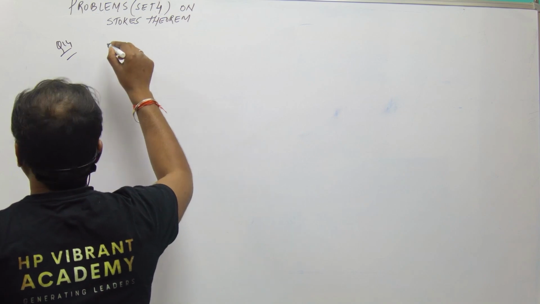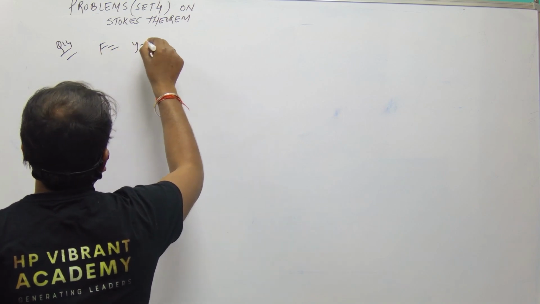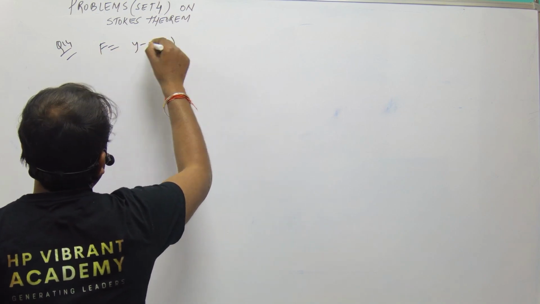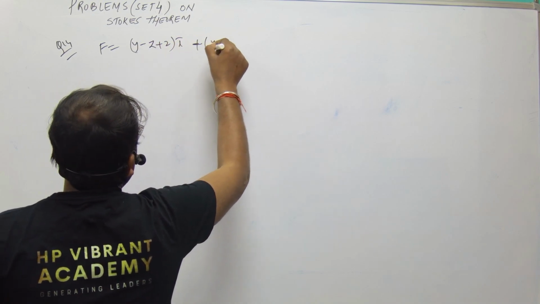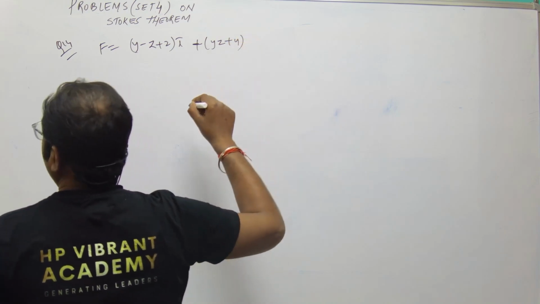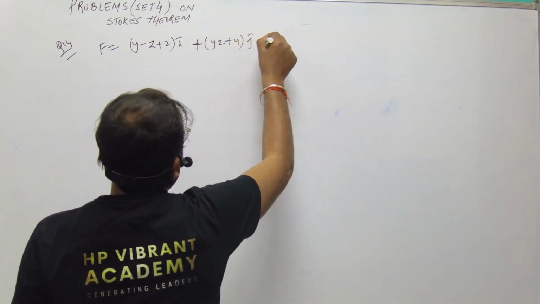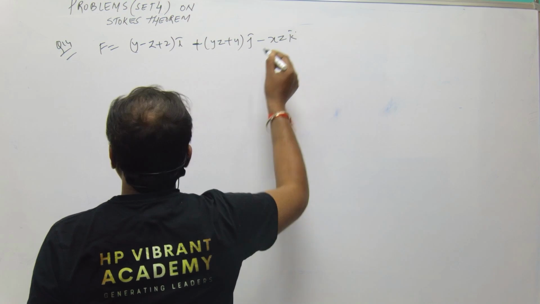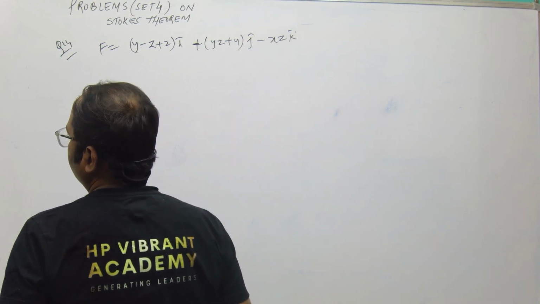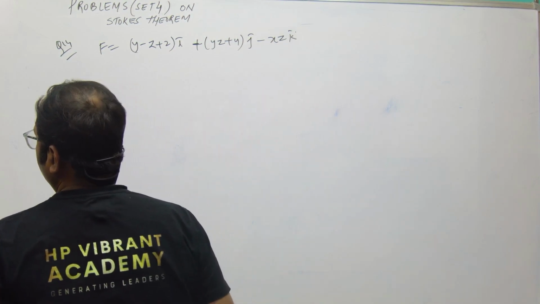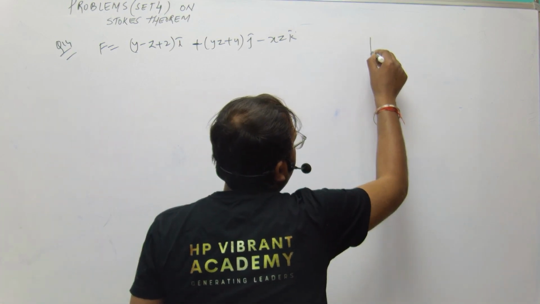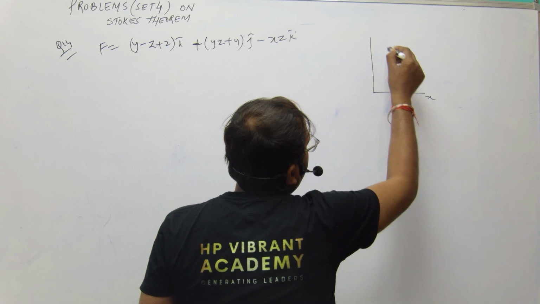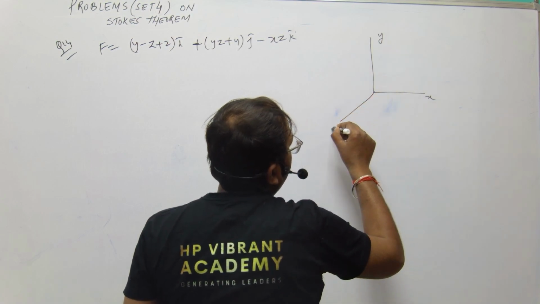So we have the value of f as f is equal to (y minus z plus 2) i cap plus (yz plus 4) j cap minus xz k cap. Okay, where S is the surface of the cube. Let us draw the cube. So we have the coordinate axes like this. This is x, this is y, and this is z.